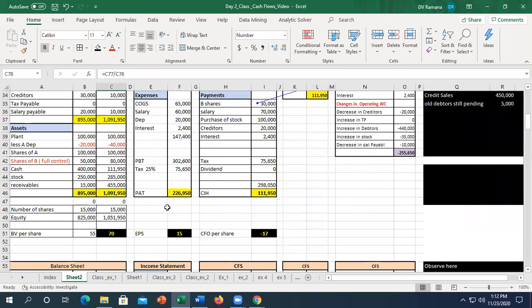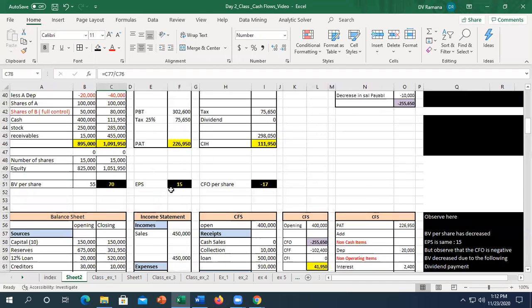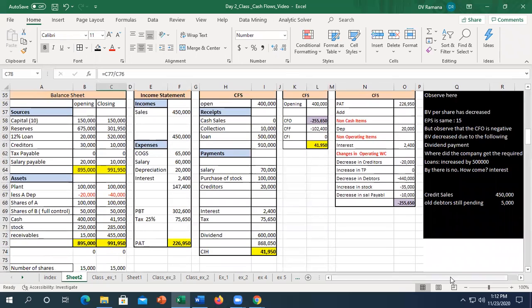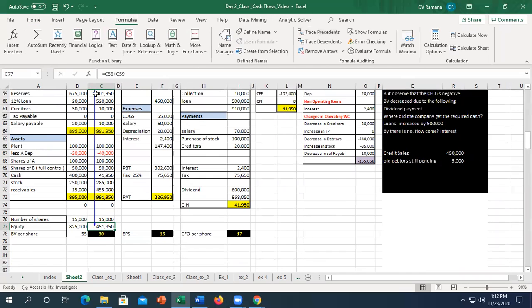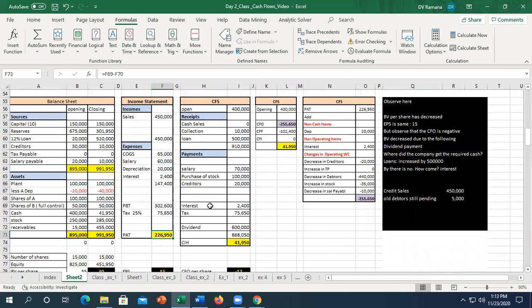In the previous two cases, the book value has gone up from 35 to 40, 35 to 70. But now the book value per share has decreased from 55 to 30. Why did it decrease? It decreased because the equity has decreased. But why did the equity decrease? Because the company paid a dividend. It's not a problem because the company is having profit. There's nothing wrong in distributing dividend.